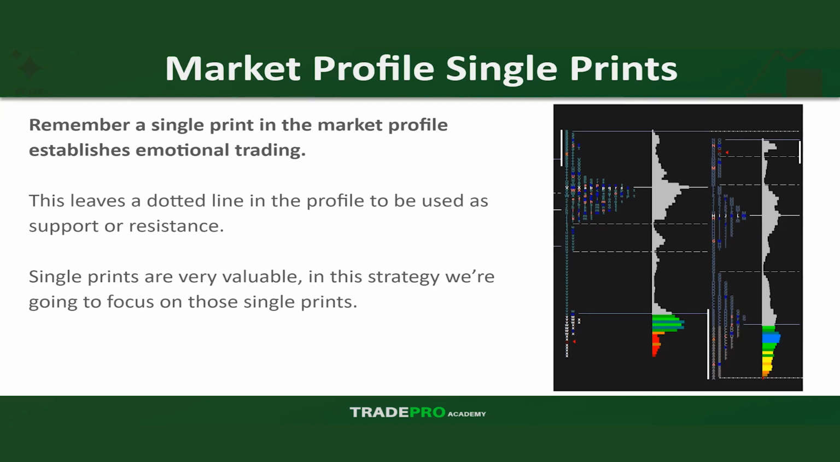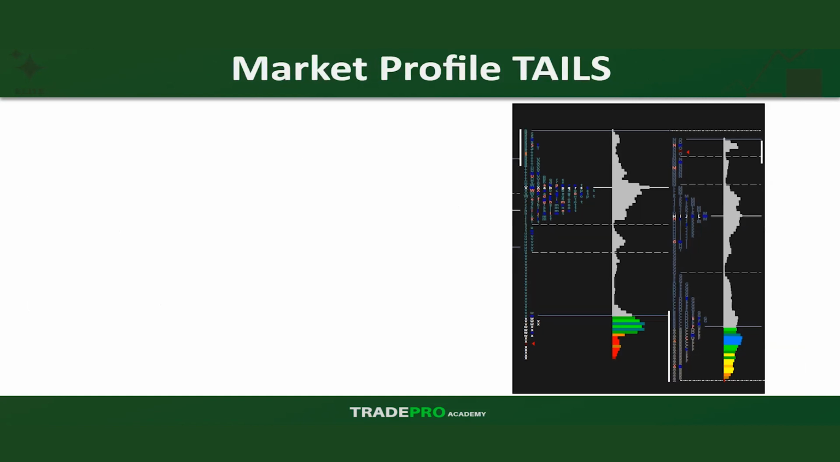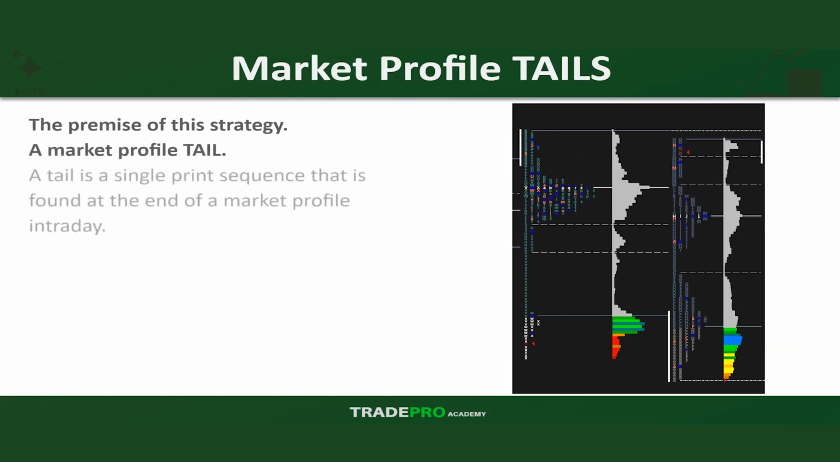about unfair highs and lows. So why don't we use that combination of single prints and unfair territory to understand our mean reversion a little better? Now, this is where tails come in. This is the premise of our strategy, a market profile tail.